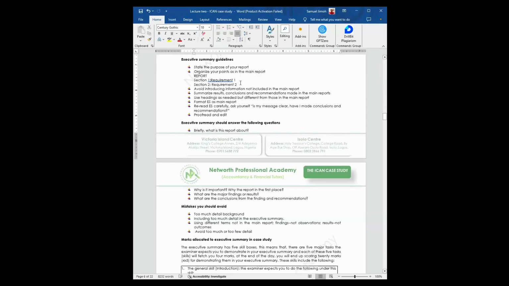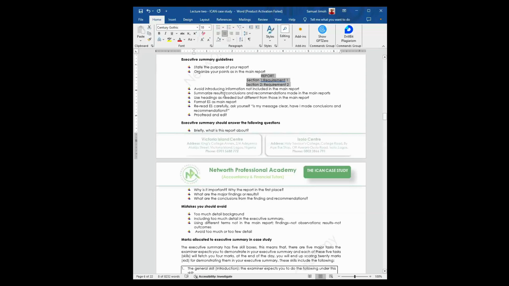So you would have arranged your report in this manner. And when you are now organizing your executive summary, the flow should be that you are summarizing the key points under section one before you do section two. Not that you will bring up the summary of key points under requirement two before you bring that of requirement one. So it should be arranged as you have arranged your normal report.